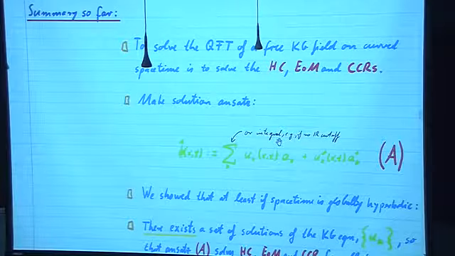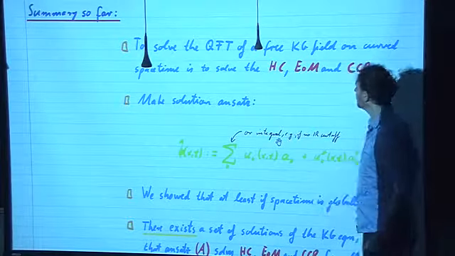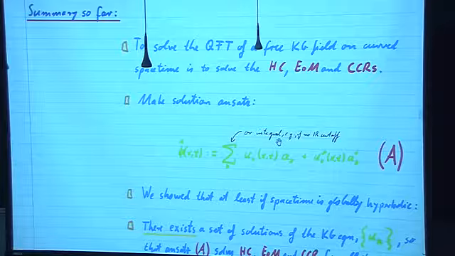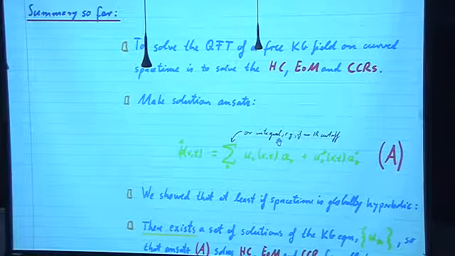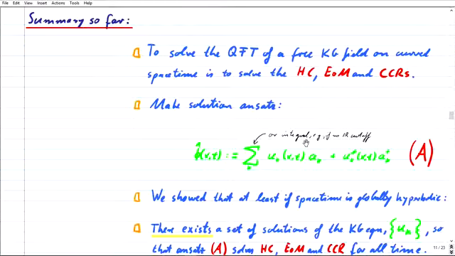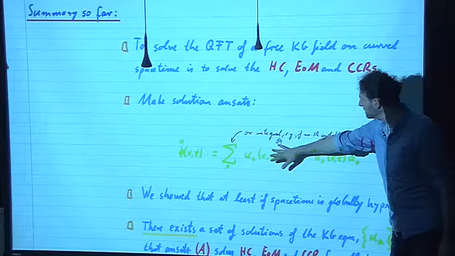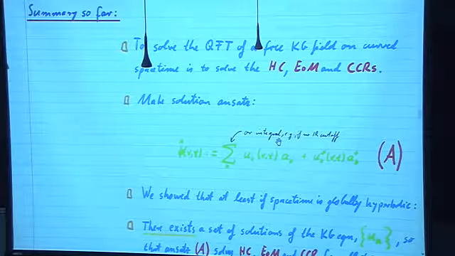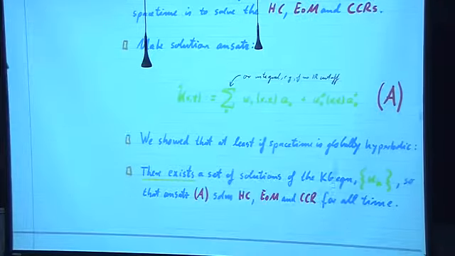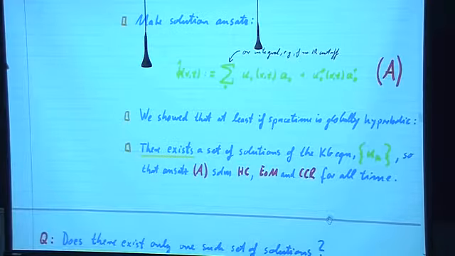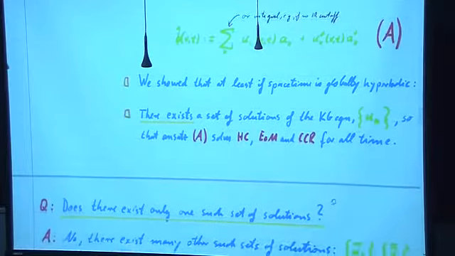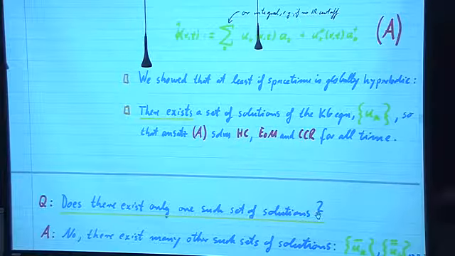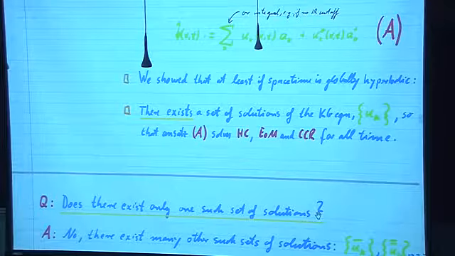So the summary so far. To solve the quantum field theory of a free Klein-Gordon field in a curved spacetime is to solve the hermeticity condition, the equations of motion, and the canonical commutation relations. We made this solution ansatz here, where, remember, the k don't have to be momenta. In general, they are not. We showed that at least if spacetime is globally hyperbolic, then this ansatz will succeed.